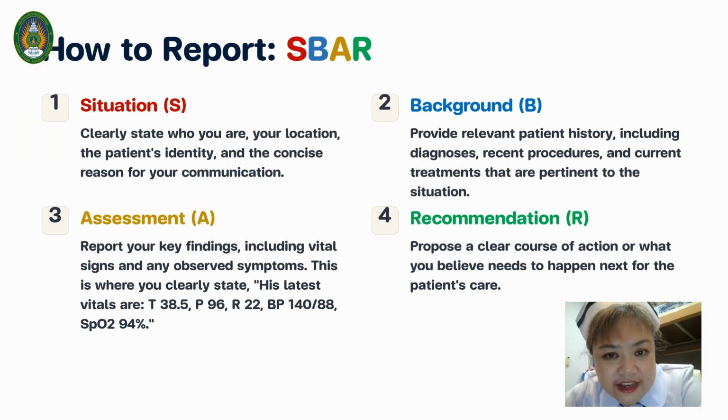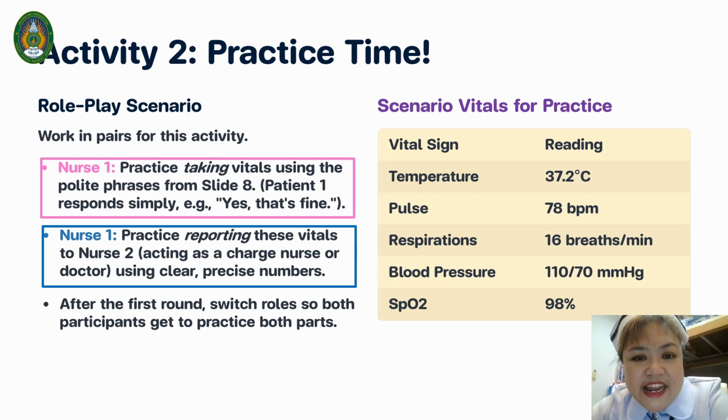When reporting vital signs to a doctor or another nurse, we often use SBAR. Today we will focus on the assessment part, where you clearly state the vital signs you found, and let's practice saying the numbers clearly. Let's practice speaking in pairs. One person is a nurse and the other is the patient. The nurse will use the English phrases to take the vital signs in the scenario on the yellow table. Then the nurse will report the vital signs clearly to another student or me. Then switch roles.